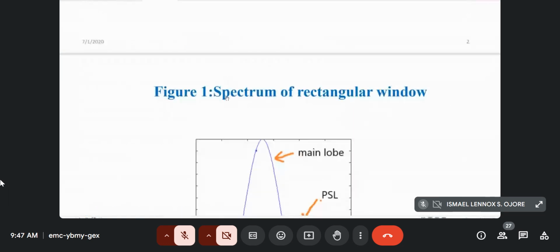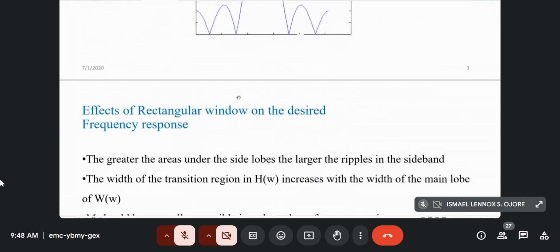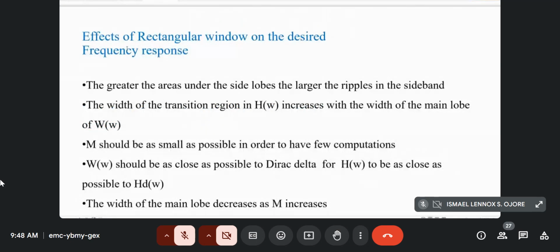I started again with the window shifting. So a desired frequency response has an infinite impulse response. I've said it so many times, very important. It means that the FIR requires infinite inputs to be implemented, so it has to be truncated and its constants shifted to the right. Truncation is just multiplication by a rectangular function. So, I've gone back: effects of the rectangular window on the desired frequency response.